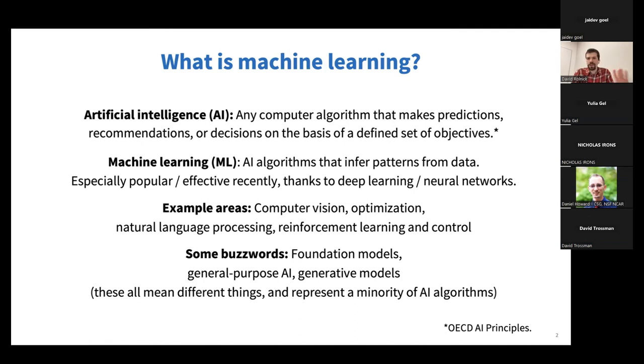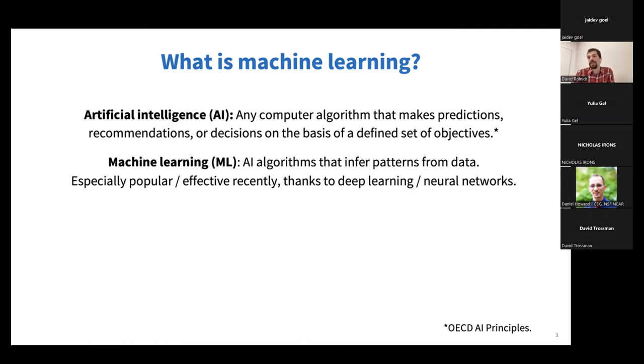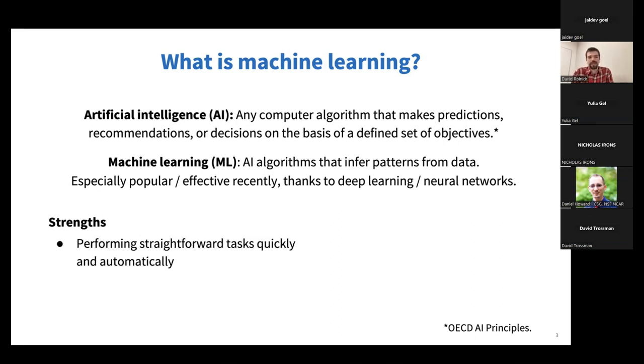Okay, so with those definitions in mind, we can talk about some of the strengths and weaknesses of machine learning within this context. So some of the strengths: performing straightforward tasks quickly and automatically. Machine learning is generally very good at automating some things that humans might do very easily, but would be very time consuming to scale up, labeling images in certain ways, for example. Finding subtle patterns in large data sets. Since machine learning is about inferring patterns from data, generally the learning part of machine learning is looking at a lot of data, finding patterns that are useful for solving a problem that is posed to the algorithm, and then generalizing those patterns to new settings.